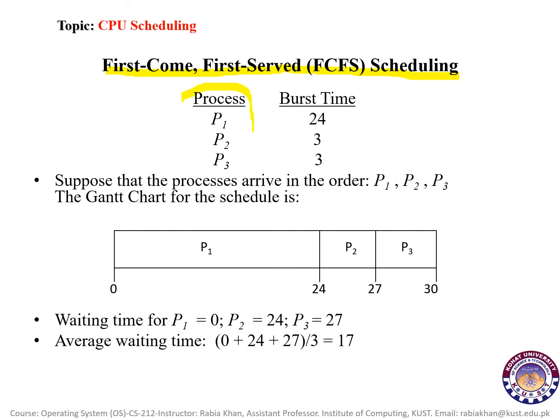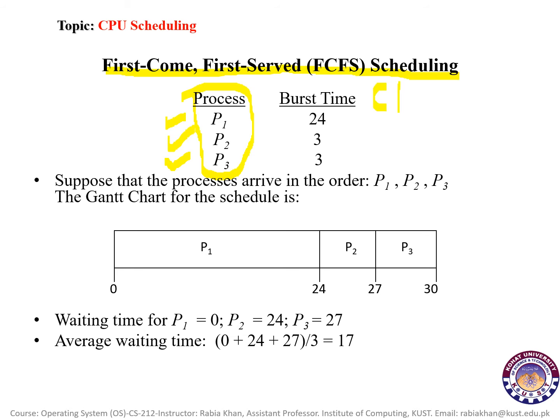This is the shape of the ready queue. Three processes are waiting in the queue. The first process that has arrived is known as P1, process 1. After P1, P2 arrives, and after P2, P3 arrives. So these 3 processes are waiting in the queue within the RAM. This is the burst time. Burst time is actually the CPU burst time.